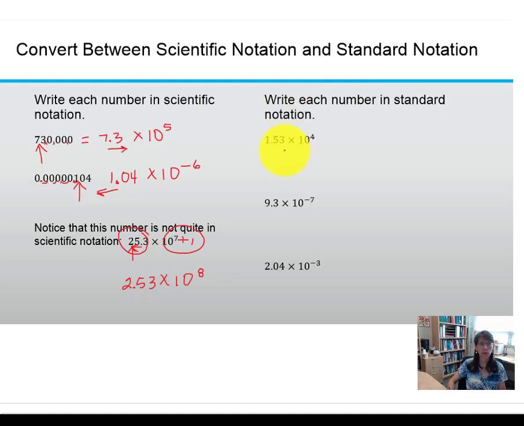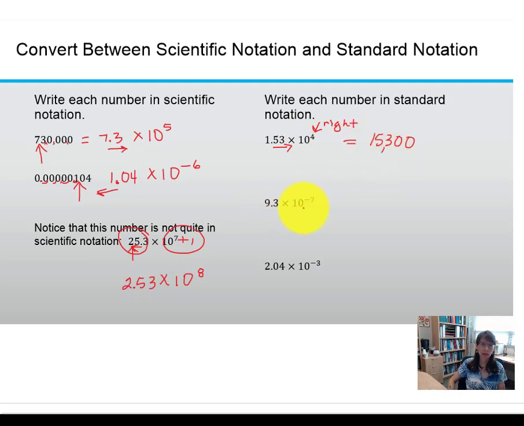So here we're going to start with a number in scientific notation and convert it back to its standard notation. 1.53 times 10 to the fourth power. Since the exponent is positive, that means we're moving the decimal to the right. So we're moving this decimal place to the right 4 places. Well, 2 of those places are already taken up with numbers, so it just means that we're placing 2 more zeros at the end of the number. 15,300 is the final answer.